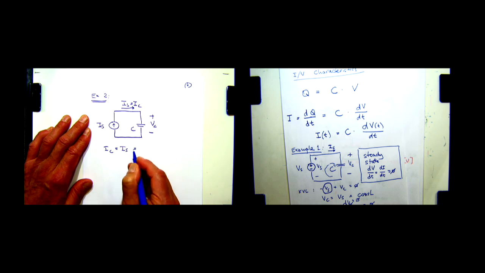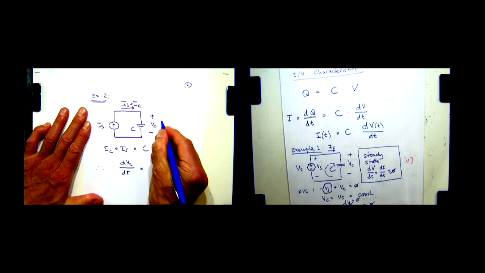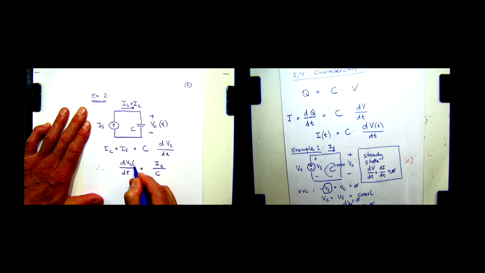So we have Ic is equal to Is is equal to C times dVc/dt. So we can solve for dVc/dt is equal to Ic over C. So apparently the voltage is now changing, so I can indicate that with v of t. Here the voltage is changing.